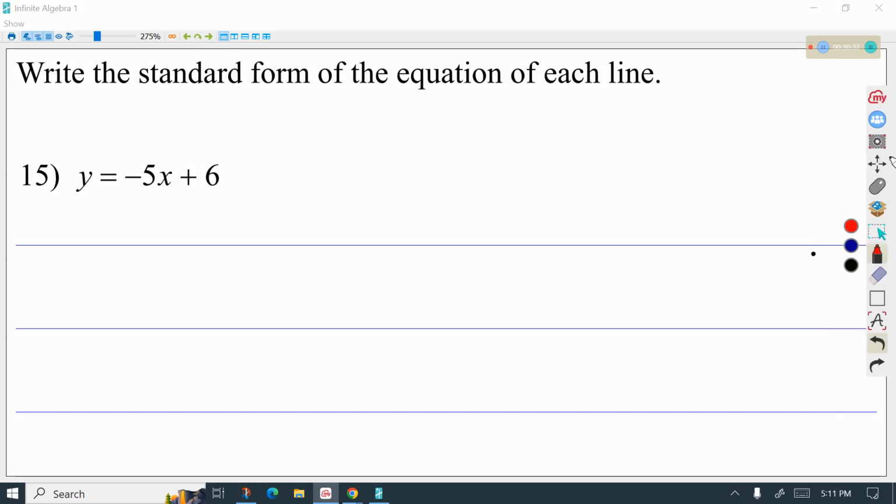Alright, so in this case, what I want to do is I want to have my standard form, right? And this is not standard form. This is slope-intercept form, right?